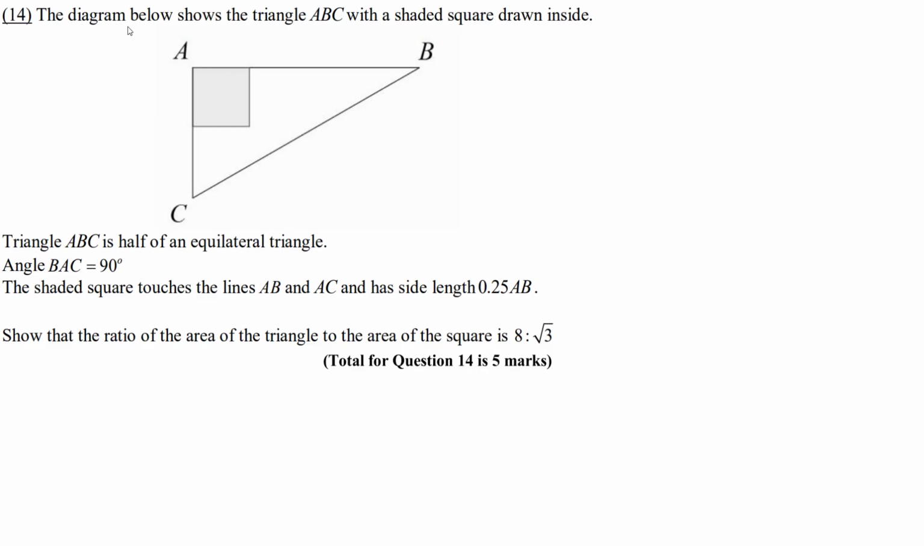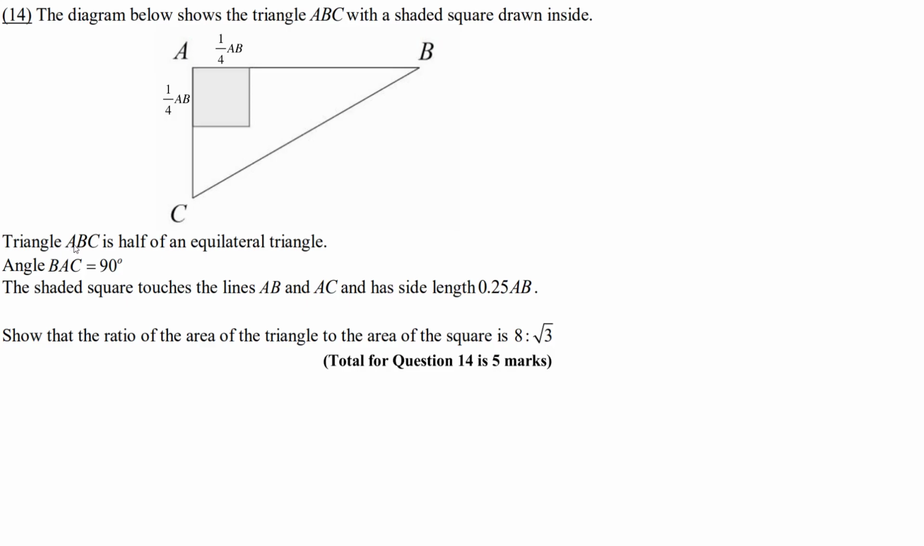So the diagram below shows a triangle ABC with a shaded square drawn inside. Triangle ABC is half of an equilateral triangle, and angle BAC is 90 degrees, so this is 90. The shaded square touches the lines AB and AC and has a side length of a quarter AB. So that's a quarter AB and that's a quarter AB because it's a square. And we'll just use this information.